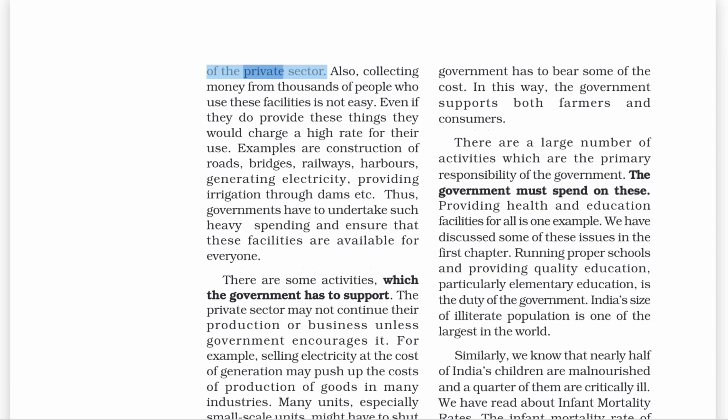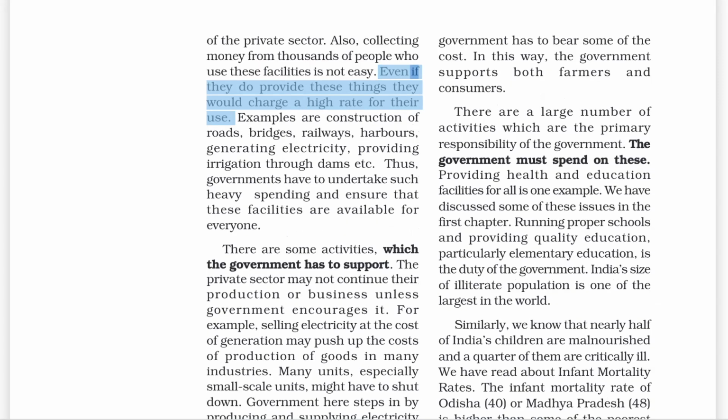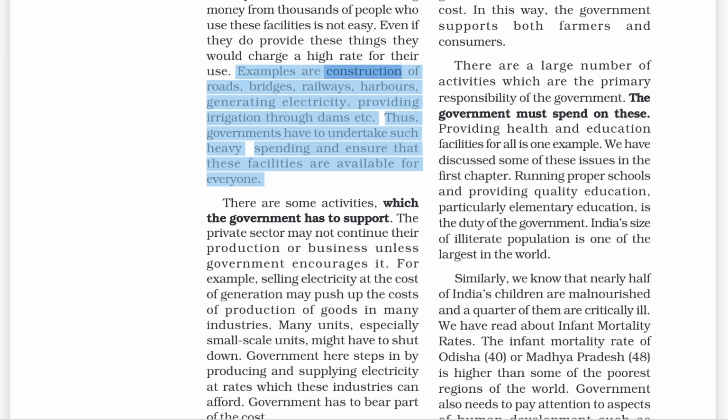Also, collecting money from thousands of people who use these facilities is not easy. Even if they do provide these things, they would charge a high rate for their use. Examples are construction of roads, bridges, railways, harbors, generating electricity, providing irrigation through dams, etc. Thus, governments have to undertake such heavy spending and ensure that these facilities are available for everyone.